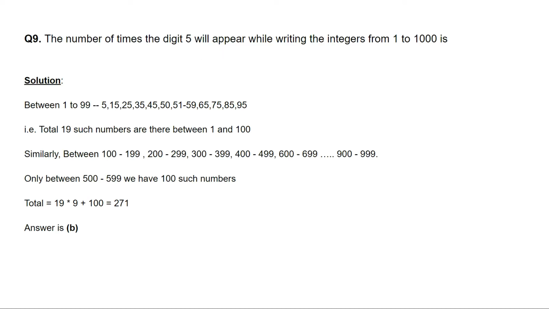A. So this was the first quant question there. The number of times digit 5 will appear while writing the integers from 1 to 1000. So if you're writing from 1 to 1000, how many times will the digit 5 appear?